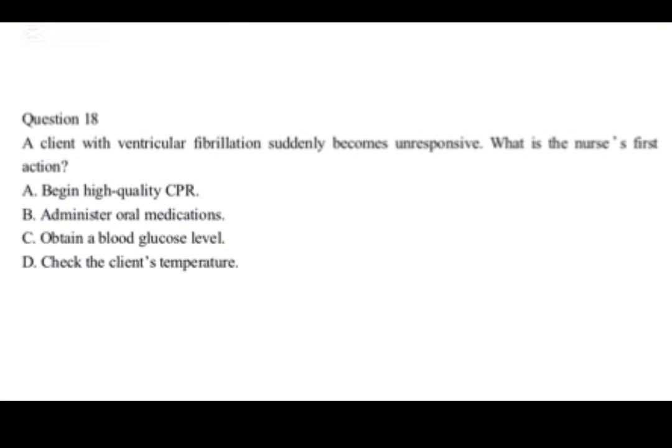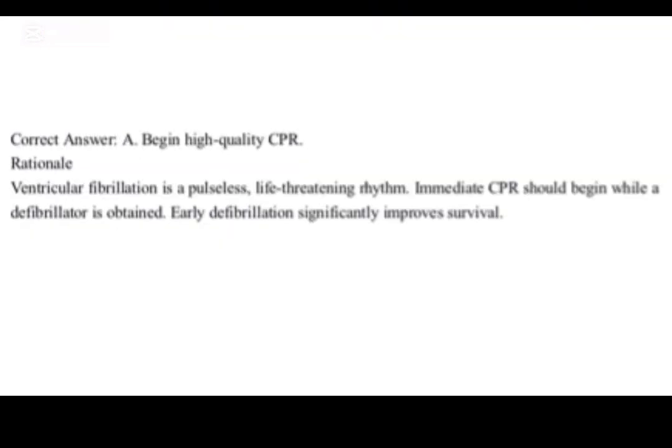Question 18. A client with ventricular fibrillation suddenly becomes unresponsive. What is the nurse's first action? A. Begin high-quality CPR. B. Administer oral medications. C. Obtain a blood glucose level. D. Check the client's temperature. Correct answer: A. Begin high-quality CPR.